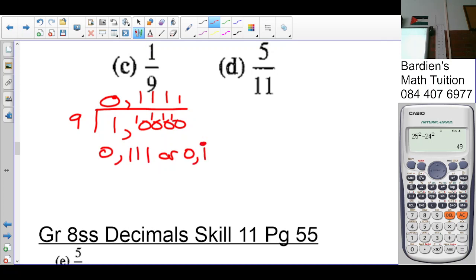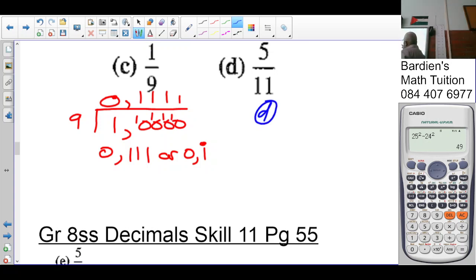What does that dot mean? It recurs here. Okay? So if I carry on this forever and a day to infinity, I'll get a 1 and a 1 and a 1 and a 1 and a 1. You guys understand? That will carry on forever. Normally I just work to 3 decimal places, or 2 if you like. Or you can write it like this. Okay. Let's look at D.